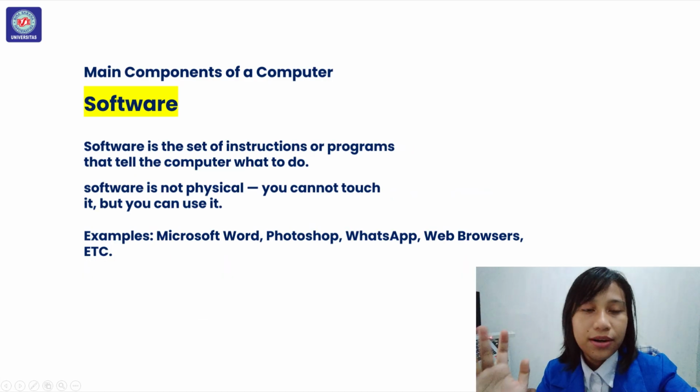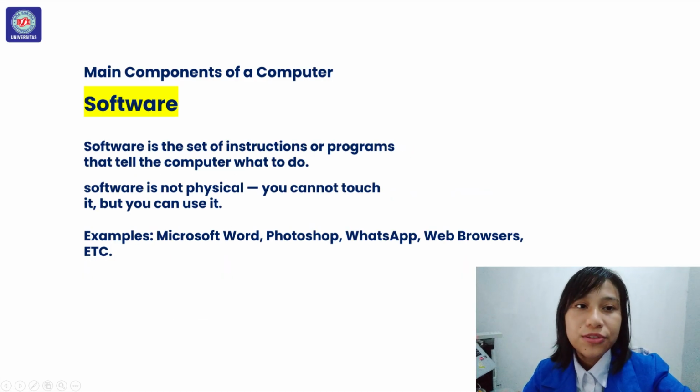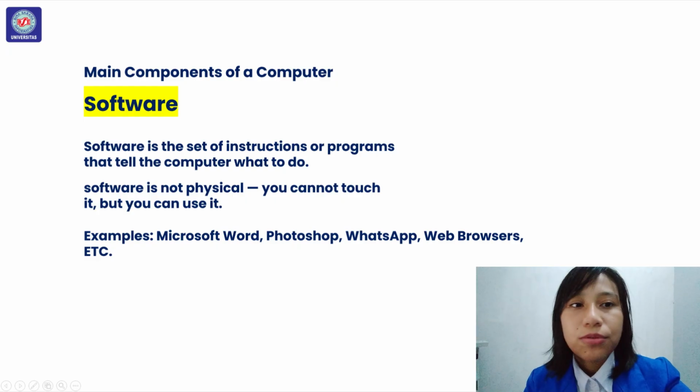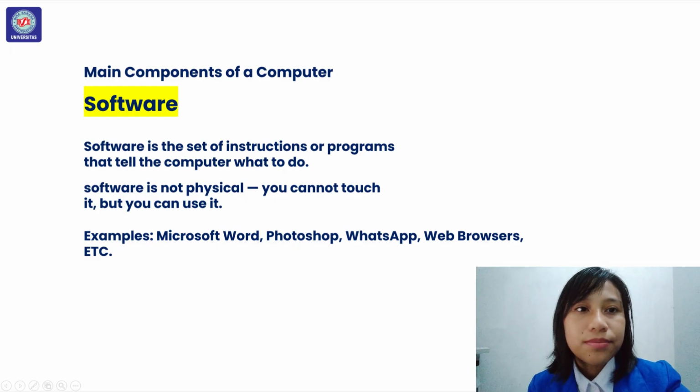Next is software. Software is a set of instructions or programs that tell the computer what to do. Software is not physical, so you cannot touch it, but you can use it. Examples are Microsoft Word, WhatsApp, web browsers, and more.